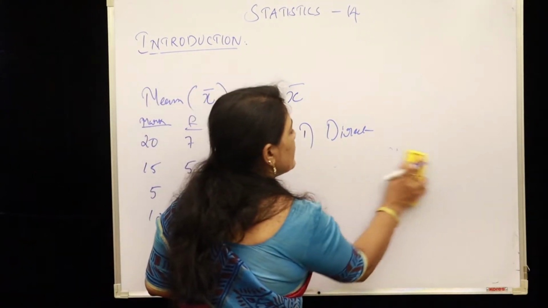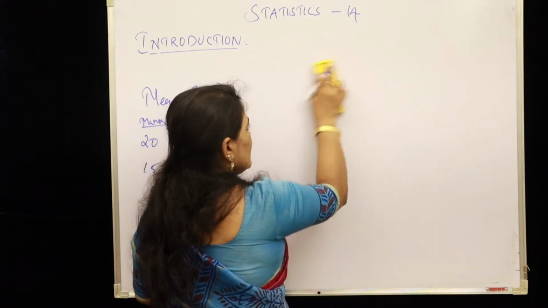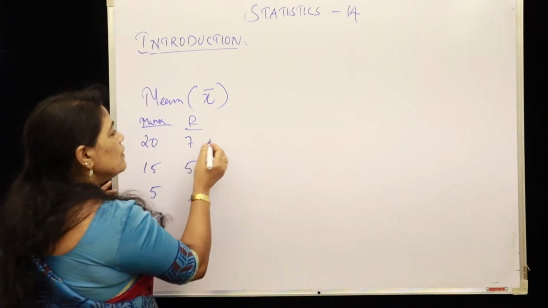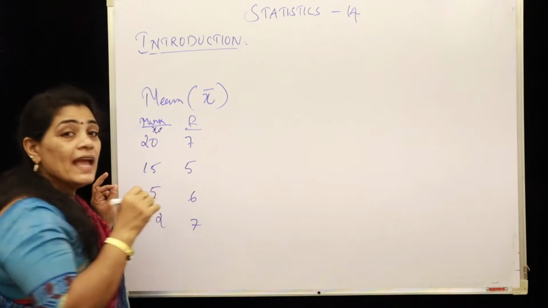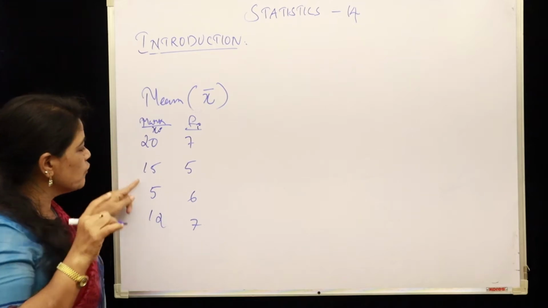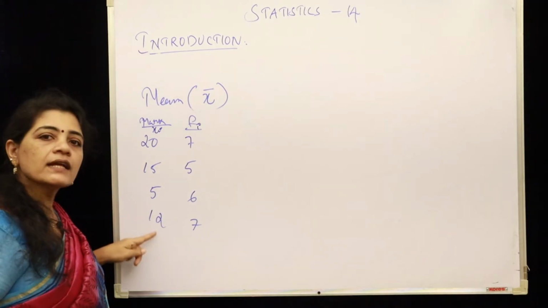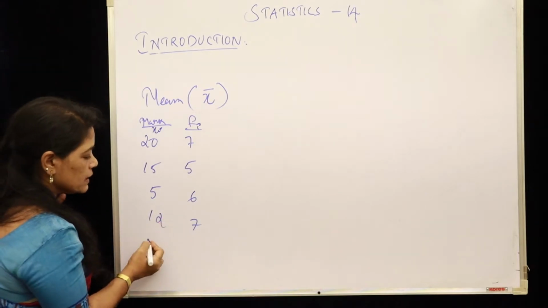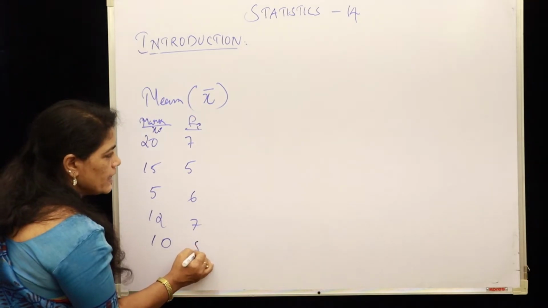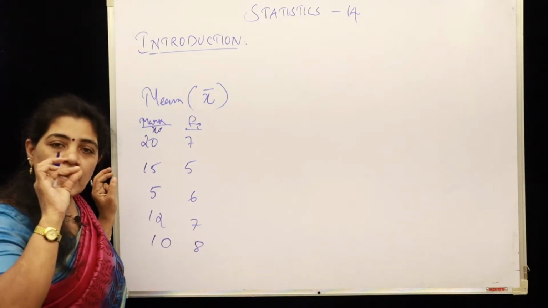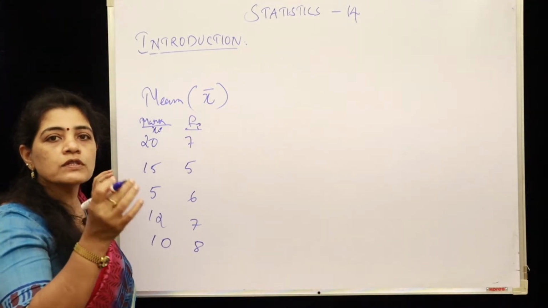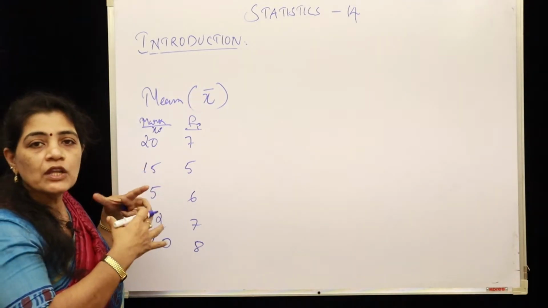By the direct method, we need one more column, we have to prepare one more column. These marks are represented by xi, and here fi, where i ranges from 1 to 4: x1, x2, x3, x4. If we have one more mark, that is 10 marks scored by 8 students, then i ranges from 1 to 5. Frequency is the number of students who scored exactly that many marks.